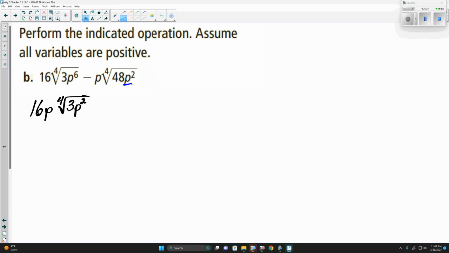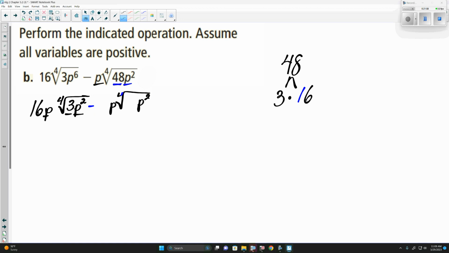2. Now, the p's do match up inside. We have p squared and p squared, yes? Outside the radical, we do have p and p. So that's good there. Now, the 48 does not match up with our 3. So we need to simplify the fourth root of 48 if we can.